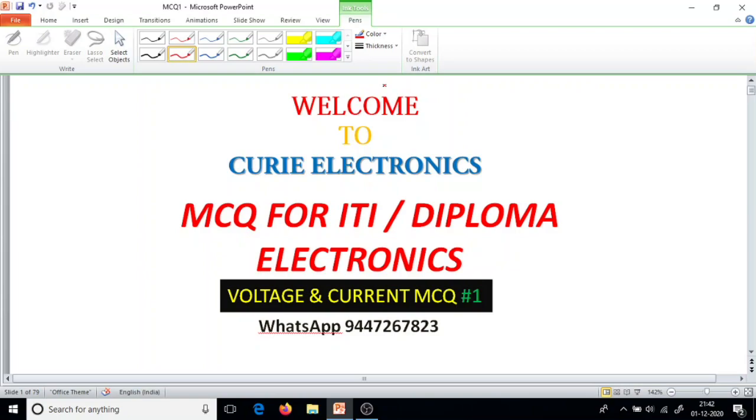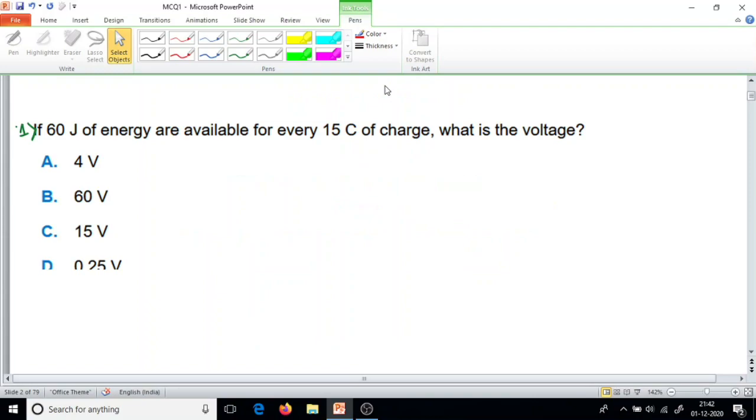This is the first lecture on multiple choice questions, and today we are focusing mainly on voltage and current. So we'll start. This will be useful for ITI and diploma holders for various competitive government exams like ISRO, DRDO, public sector, BSNL, all those recruitments. So we'll start the first question.